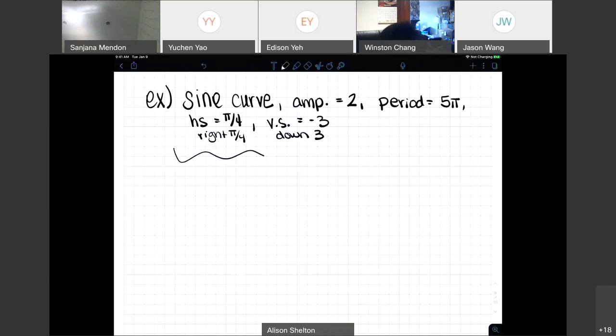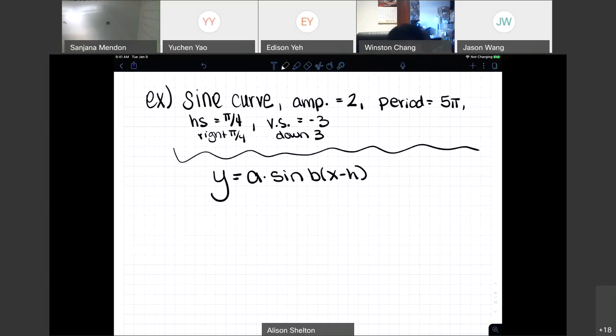Okay, some of your homework is like this. It just gives you some information and you're practicing writing the equation. So first I like to write down the generic one. Y equals a times the sine of b times x minus h plus k. Okay, we know the amplitude is 2. There's actually 2 right answers here. It could be either positive or it could be negative. So let's write them both. Plus or minus 2 times the sine.